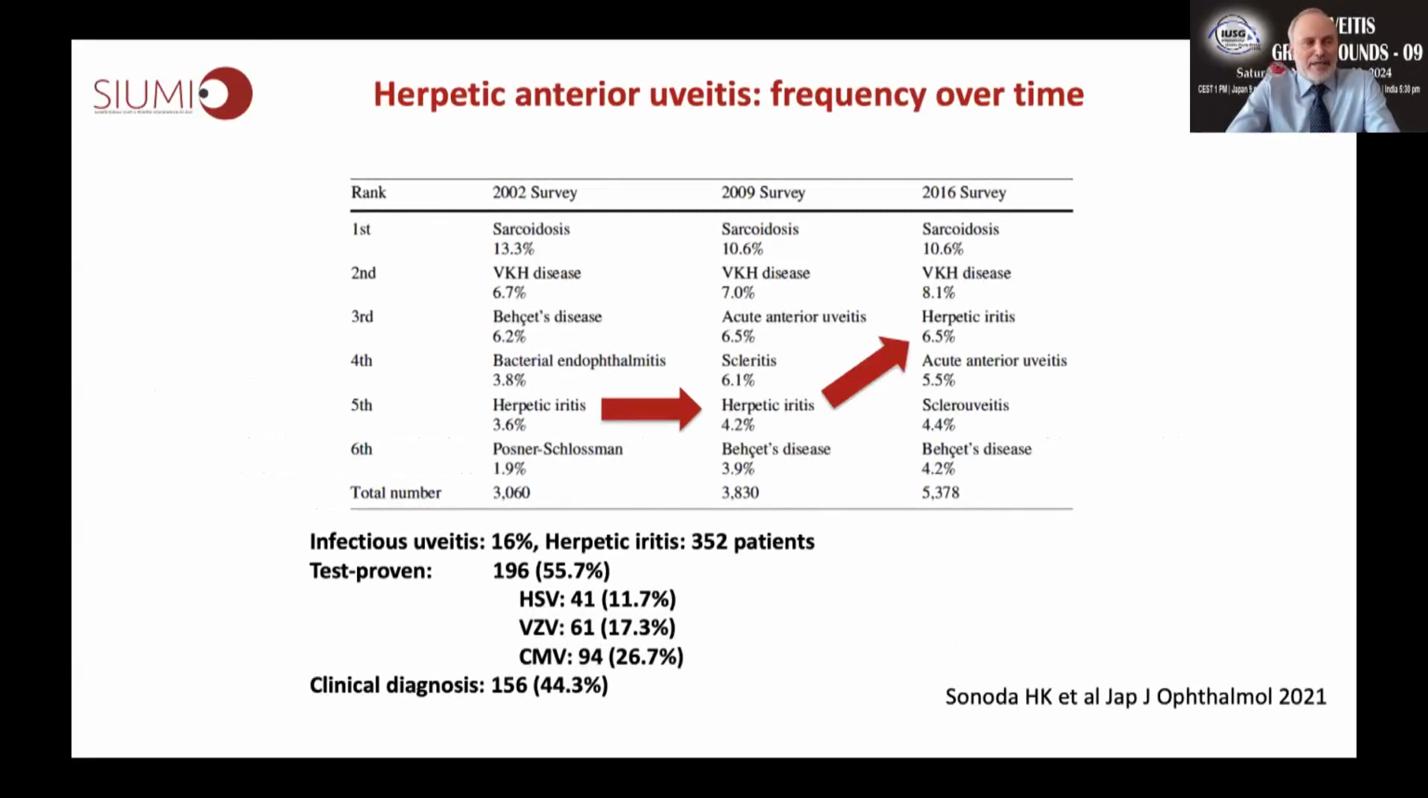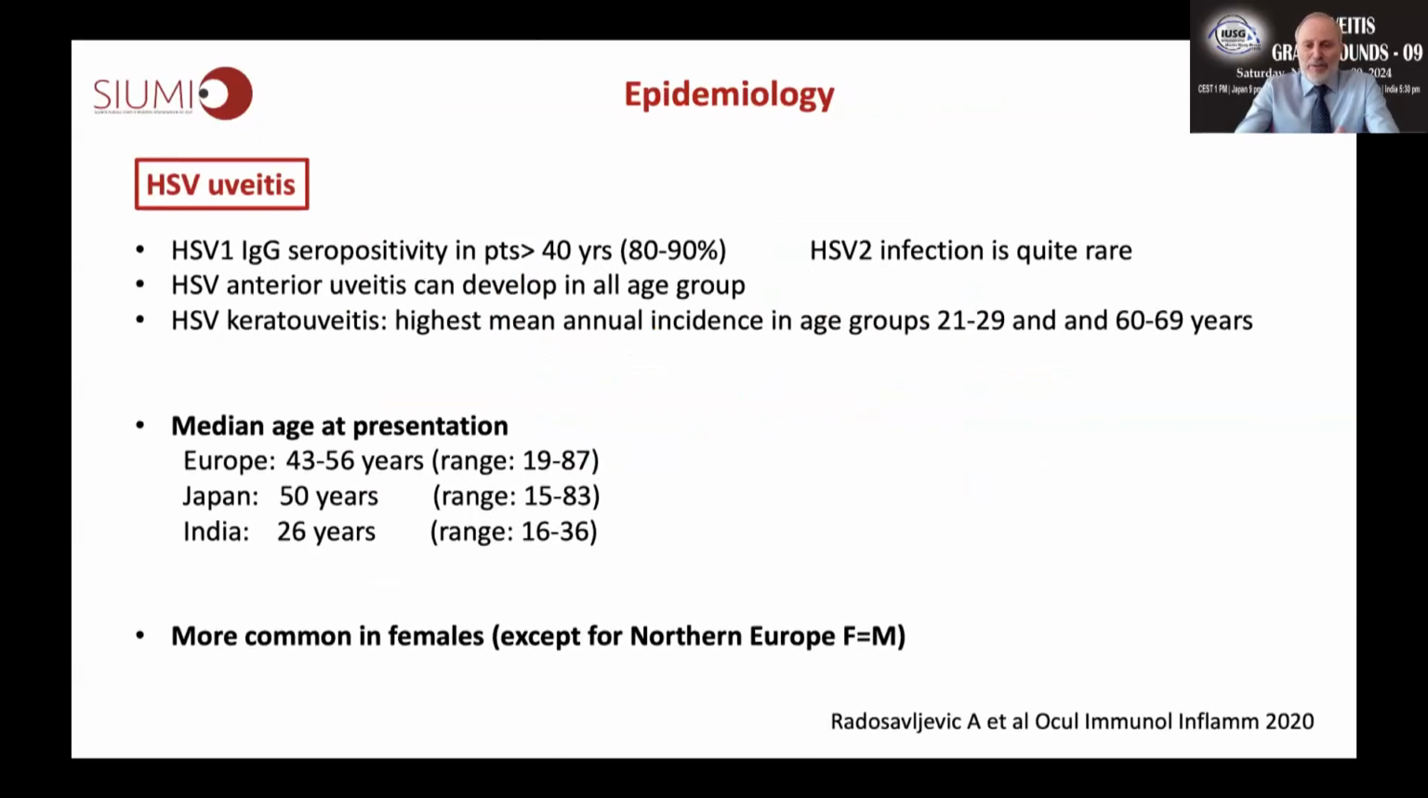So what's happening in herpetic anterior uveitis over time? These are three different series from Japan. As you can see here, herpetic uveitis was 3.7% of all the uveitis in 2002 and rose up to 6.5% in the last surveys done in 2016. So I will address the epidemiology and the clinical features of each virus separately, as I would like to show you which are the differences and then which will be the therapeutic approach for these cases.